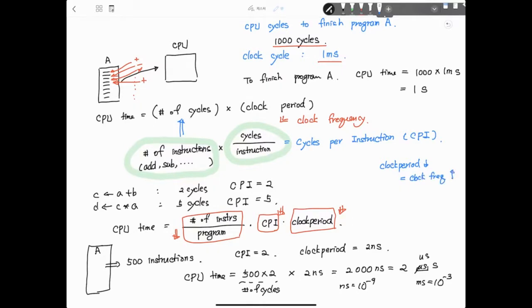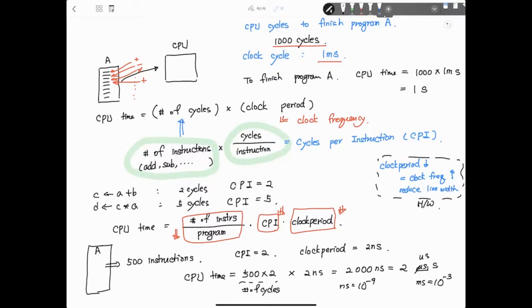So to increase the clock frequency, maybe we are shrinking the size of the processor. So shrinking the processor, where we are developing new technology to implement the processor. So maybe reduce the line width of the processor, and we can increase the clock frequency. So this is related to the hardware part, the hardware implementation.